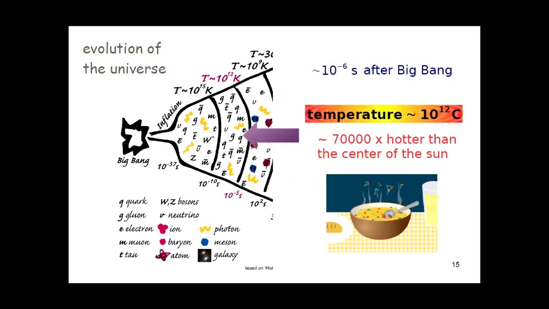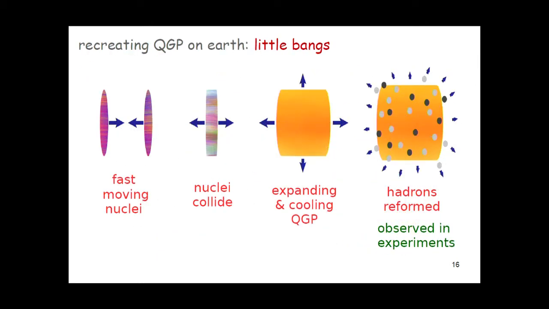So if we look back in the history of the universe, nearly a microsecond after the Big Bang, the temperature was of the order of 1 trillion degrees Celsius. Just to give you a feeling, this is 70,000 times hotter than the center of the sun. And at those times, we could expect that such a quark-gluon soup existed in the universe. Of course, we cannot recreate a Big Bang or the universe itself, but in order to recreate this quark-gluon soup on Earth, what we can do is we can do little bangs.